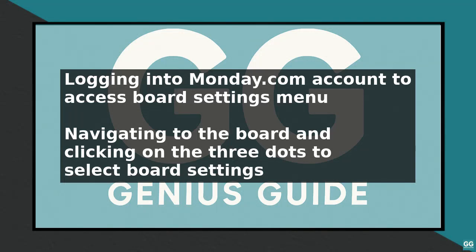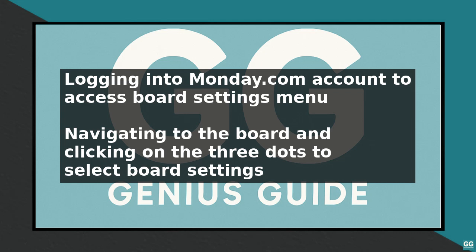To set up Monday.com board settings, start by logging into your Monday.com account and navigating to the board you want to configure. The board settings are located in the top right corner of the screen. Click on the three dots and select Board Settings from the drop-down menu.